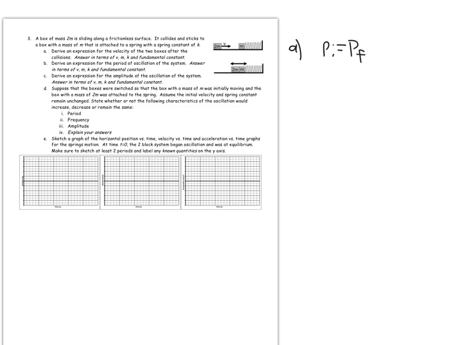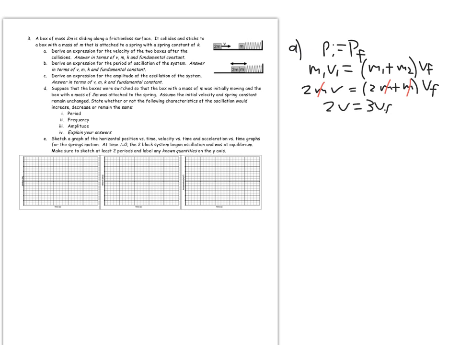Initially, it's just going to be the mass and velocity of box 1, and then the two boxes are going to stick together. So we're going to have their combined masses times their final velocity. So we have 2m times v equal to (2m plus m) times v final. The masses can cancel out there, and we're left with 2v equals 3v final. So our final velocity is just 2/3 of that initial velocity, v.